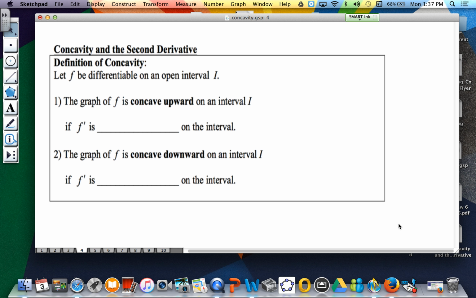Well, definition of concavity. Let f be differentiable on an open interval I. The graph of f is concave upward on the interval, and we're focusing on this interval, if f prime is increasing, that would mean f double prime is positive. The graph of f is concave downward on an interval I if f prime is decreasing. Again, you have to make sure that we're talking about f prime, or if we were talking about f, we would want to be working with the second derivative.